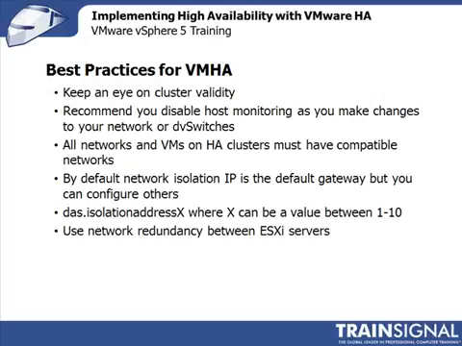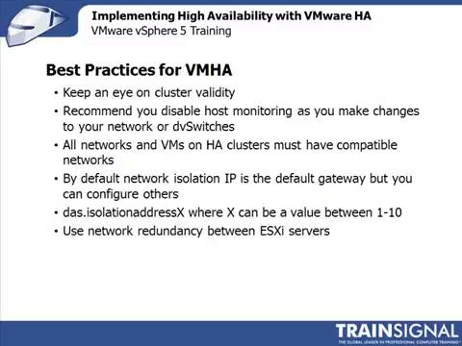This just means make sure that all the ESXi hosts in the cluster have access to all the VM networks. By default, the network isolation IP is the default gateway. That's what I've been telling you. But I'm going to show you, as we get into the GUI, how you can configure a different IP address by using the advanced values in here.